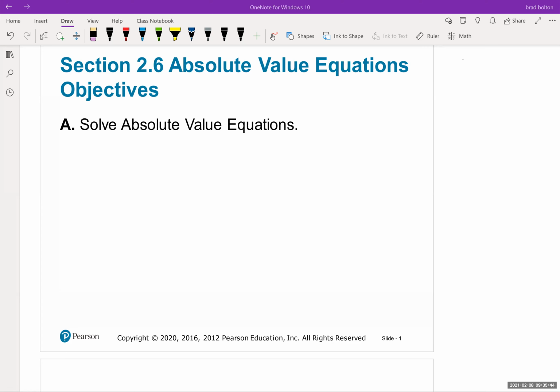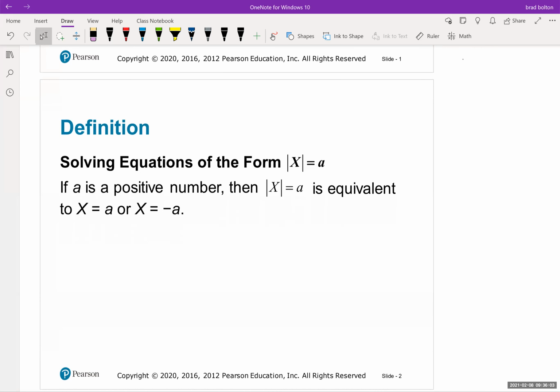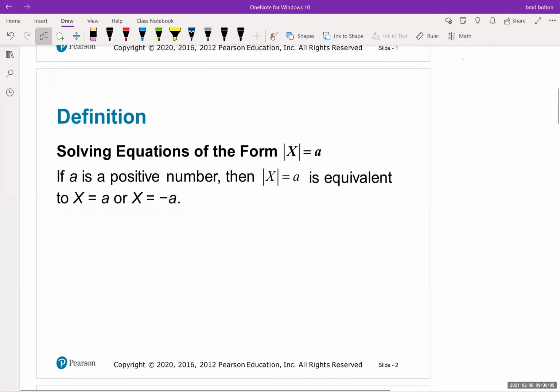Okay, so today we're going to cover 2.6 and 2.7. Your book splits them up as two sections, but when I teach this normally, I use only one section to teach this. So I'm just going to combine 2.6 and 2.7. So, solving absolute value equations. That's what we're going to cover in this section. And the next section will be solving absolute value inequalities.